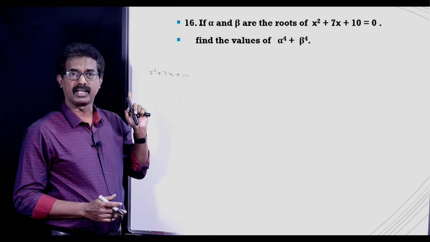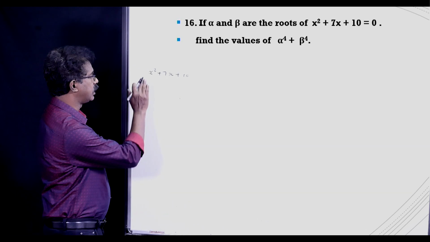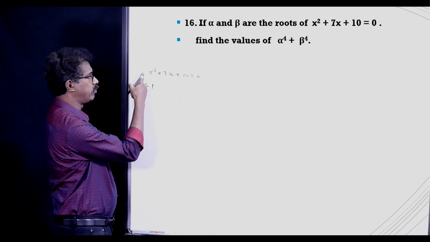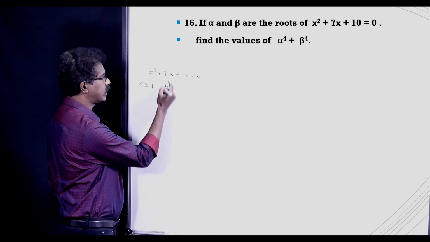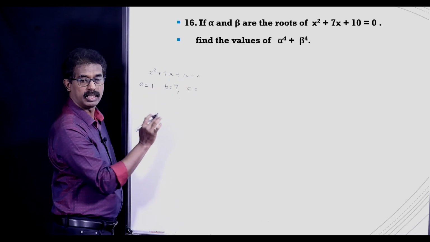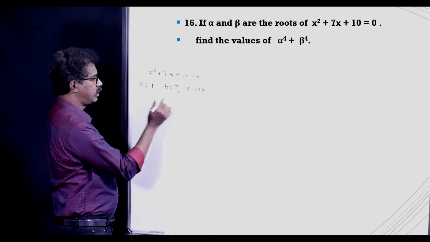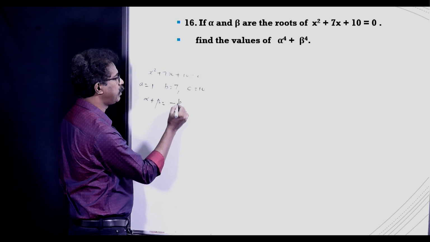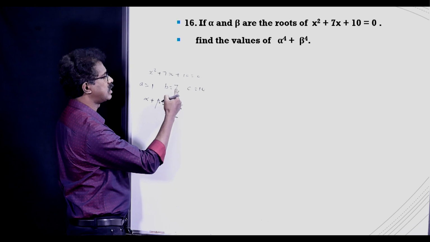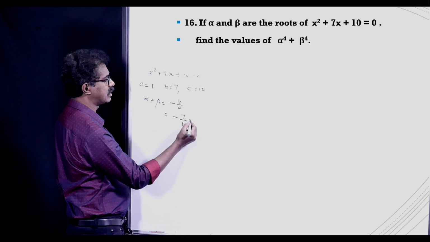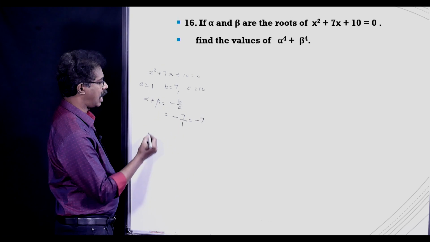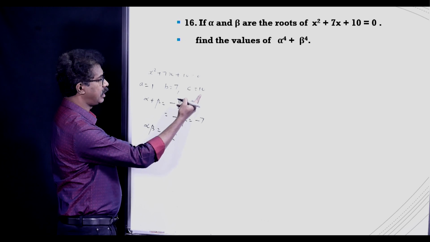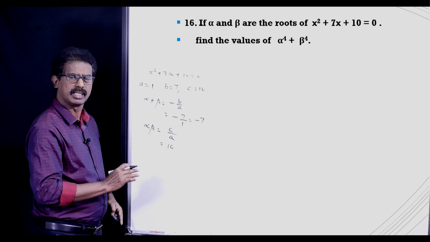First, identify whether the given equation is in the correct form: x square, x, constant, equal to 0. So what is a here? 1, the x square coefficient. The b value, the x coefficient, is 7 and c is equal to 10. Then alpha plus beta is equal to minus b by a, so minus 7 by 1, that is minus 7. Alpha into beta is c by a, 10 by 1, it is 10. These are the two basic things.